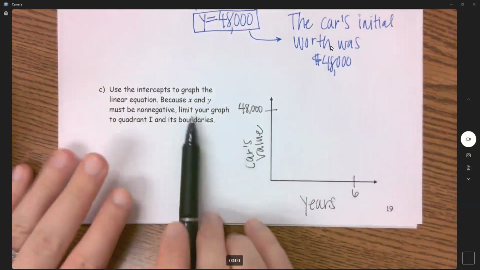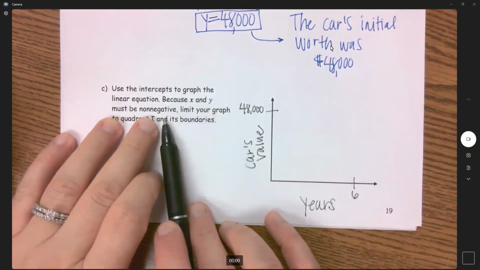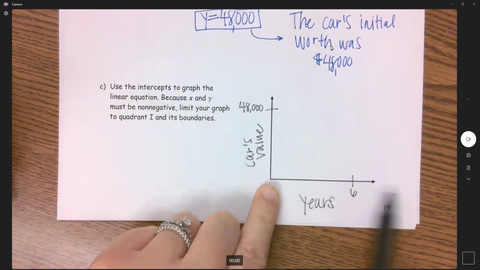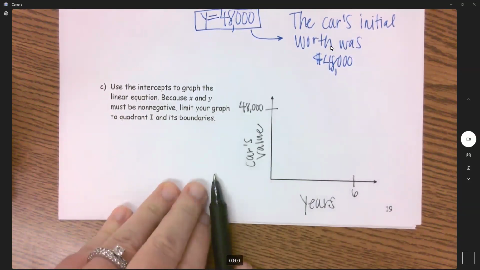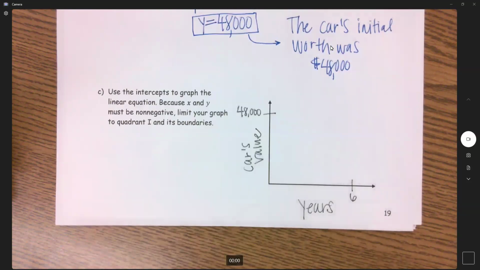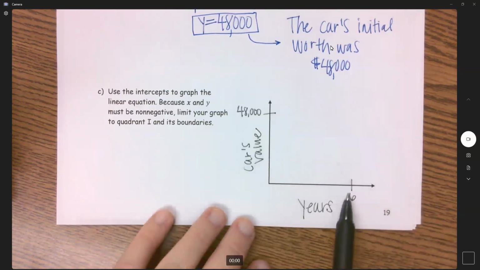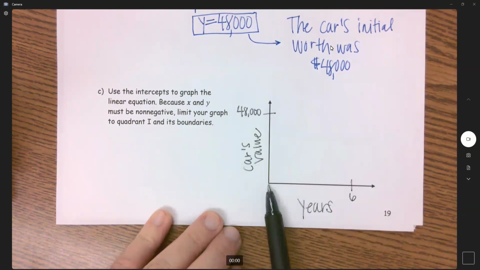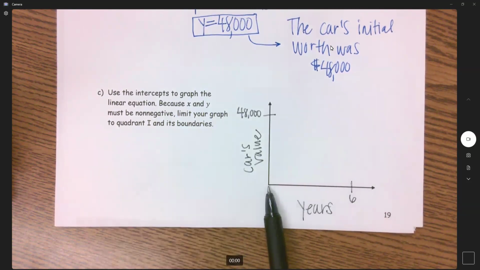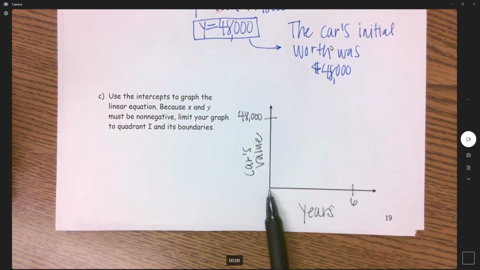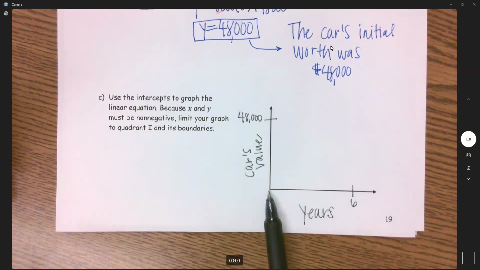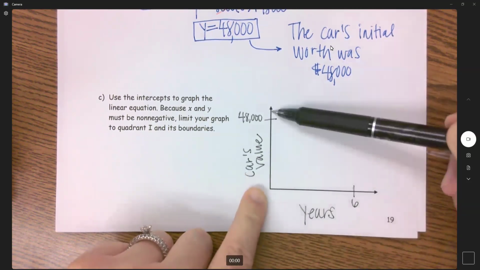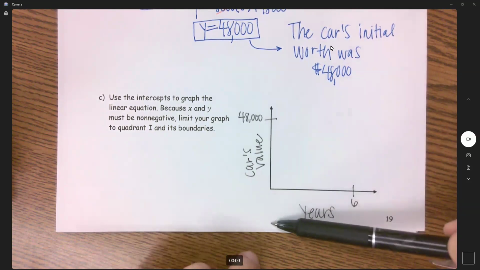So why is it saying that x and y must be non-negatives? Well, my years, I can't really go back in time, right? If we could, we could invent a time machine and that'd be really cool and we could be rich. But we can't go backwards in years, so we can't go beyond 0. Can't go beyond either today or when it was initially bought. And then my car's value, it can't go below, right?